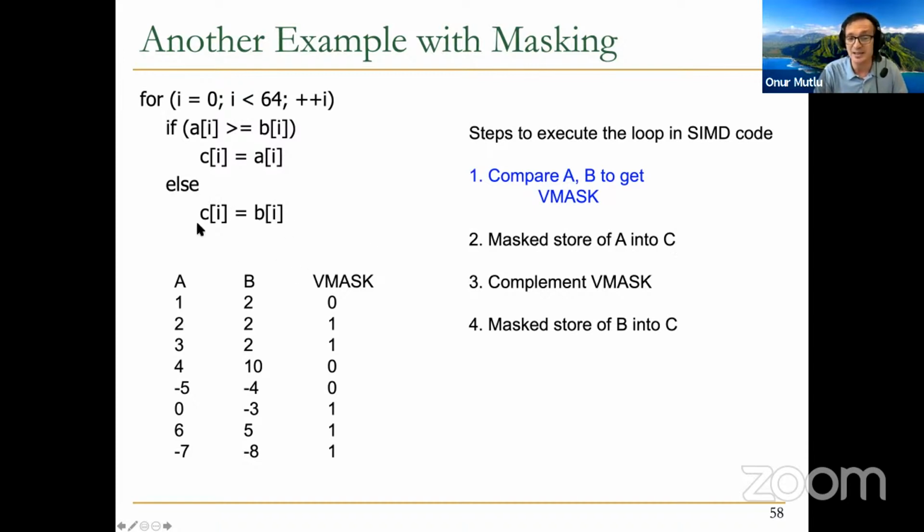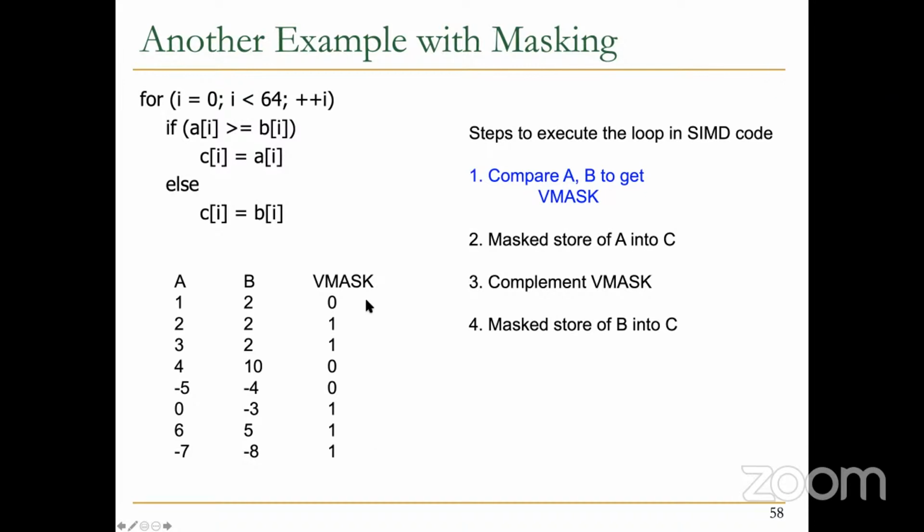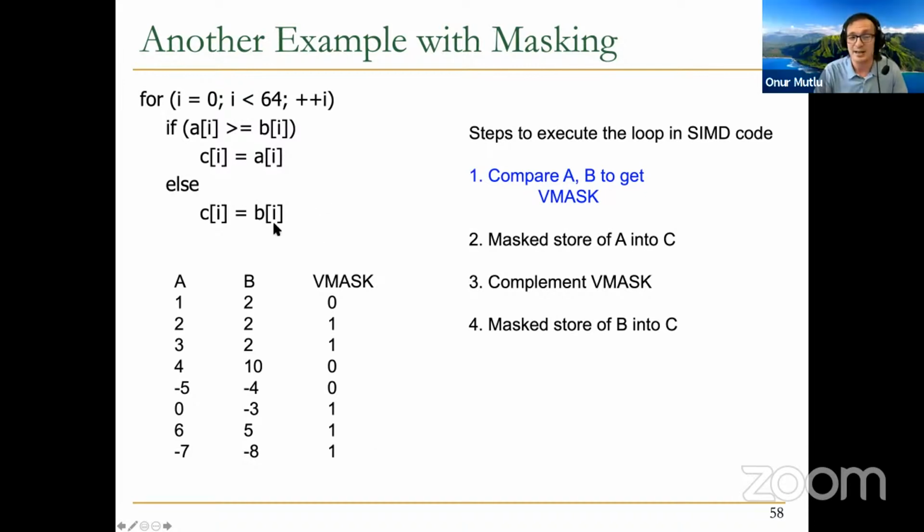Now, how do we execute the else part? That's the interesting part over here, clearly. We complement the vmask, right? Because the execution of the else part is exactly the opposite mask of what we execute over here. So it's exactly the opposite condition. So we complement the vmask. Vmask complement becomes 1, 0, 0, 1, 1, 0, 0, 0. And then we use that mask to do a vector store of B into C.